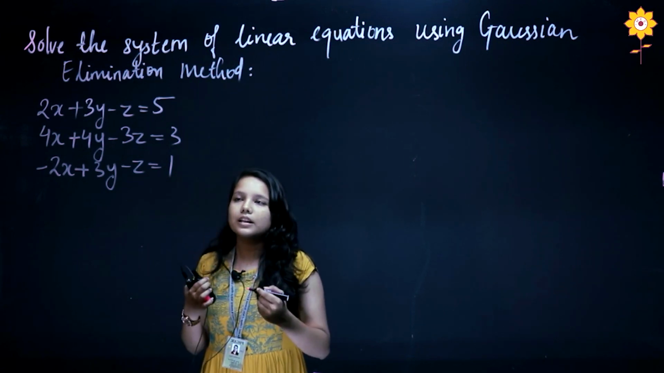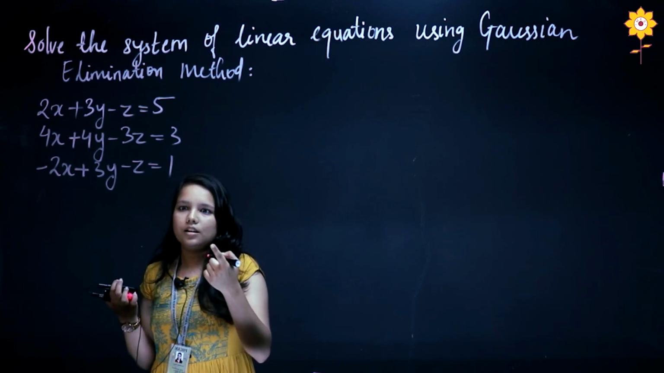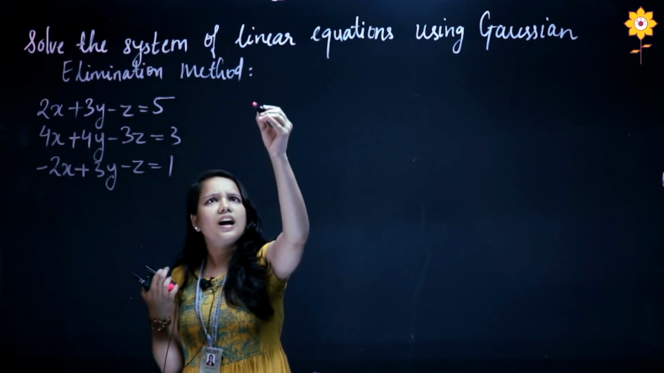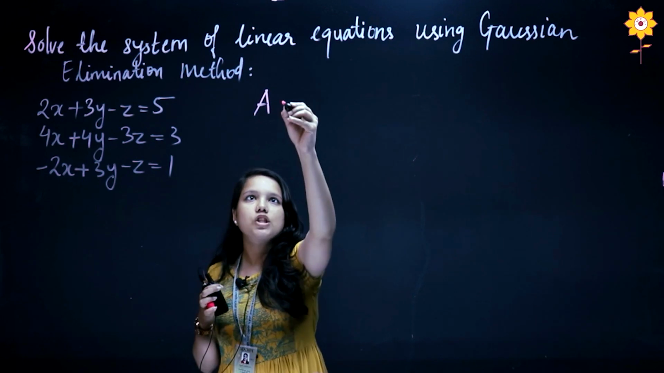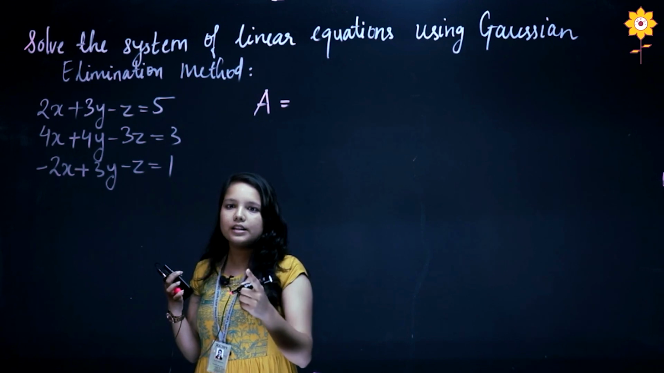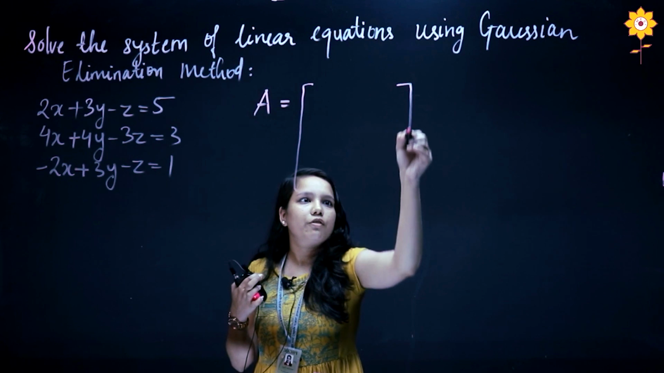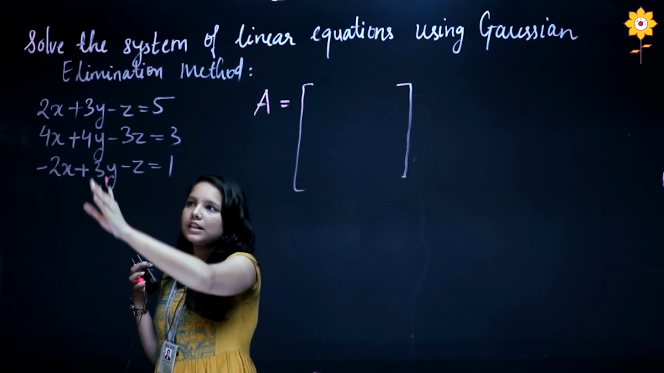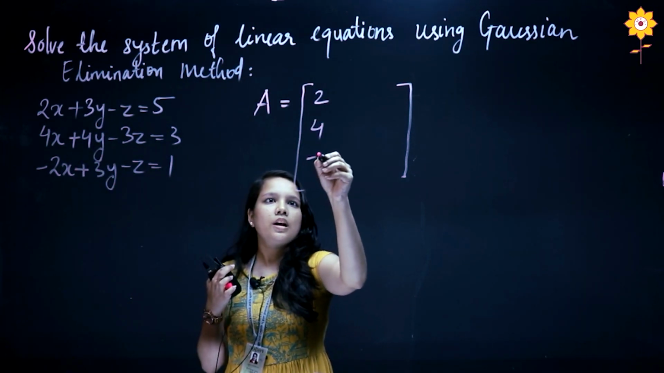In this method, we form three matrices. First we make a matrix A, which is the matrix of the coefficients of the variables. We have three variables x, y, z, and we form the matrix from their respective coefficients. First, for the variable x, we have the coefficients 2, 4 and -2.